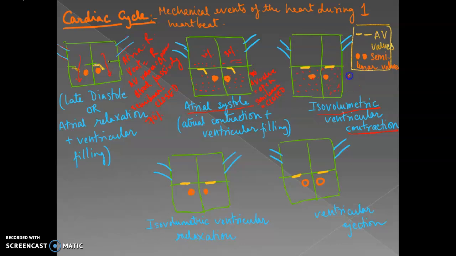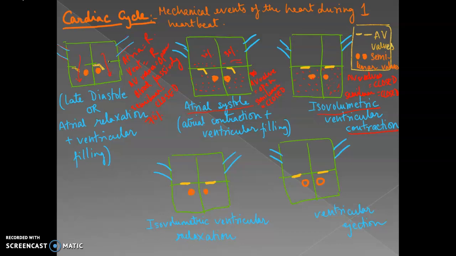Well, the AV valves are closed. And if you look at the semilunar valves, they are also closed. So the AV valves and the semilunar valves both are closed during isovolumetric contraction. All right. Now the ventricles have just started to contract, right?